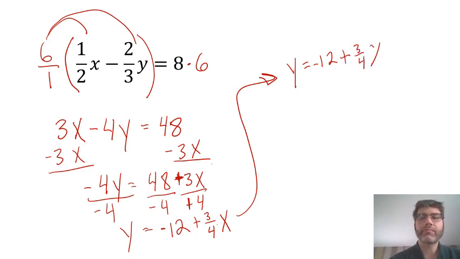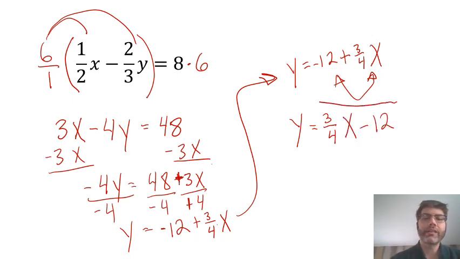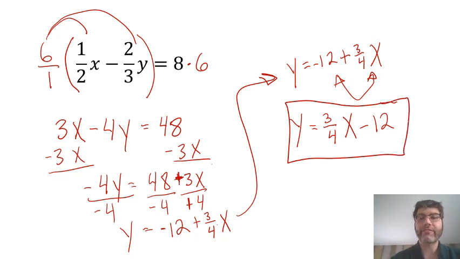We're very close to y equals mx plus b form. Now do you see that we can just switch these two? So we get the 3/4 x first. So it's y equals 3/4 x minus 12. Now this is an equation that we can graph. Our slope is 3/4 and our y-intercept is negative 12.